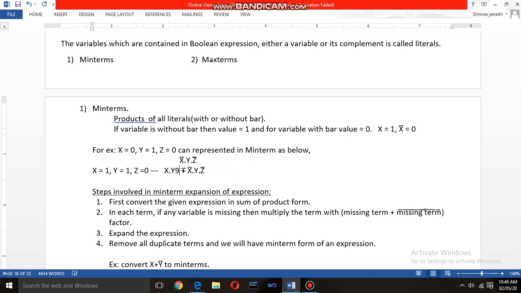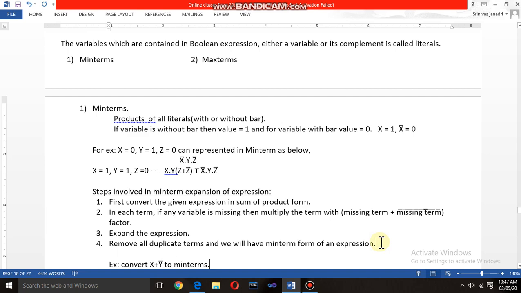Here z is missing, so write z plus z complement. z plus z complement is nothing but 1. Multiplying 1 with this term causes no difference. That is the factor: the missing term plus the missing term complement. Expand the expression, meaning x and y is multiplied with z, and x and y is multiplied with z complement. Expand the expression, remove all the duplicate terms, and we will have the min term form of the expression. These are the steps involved in min term expansion of an expression.